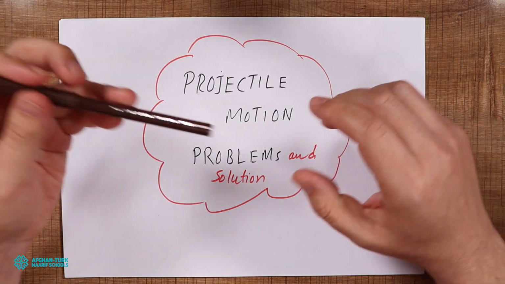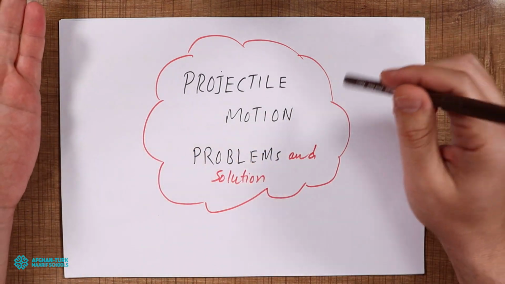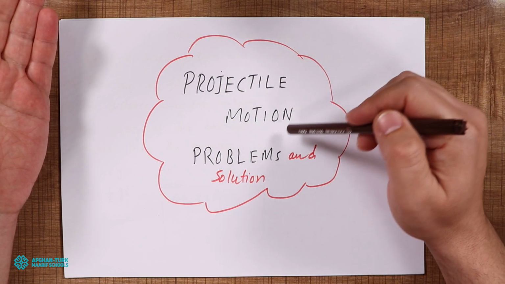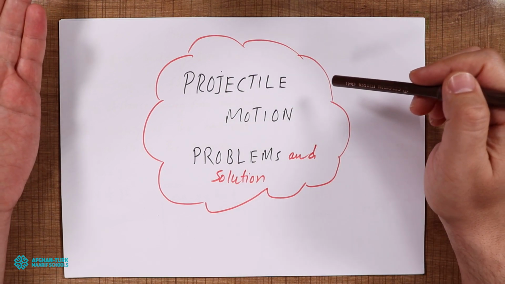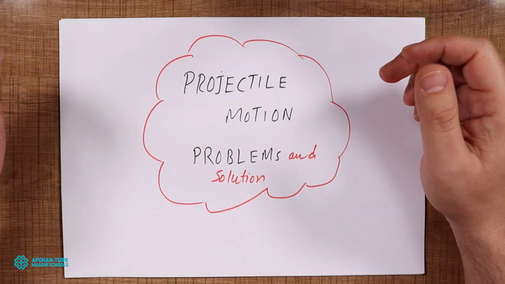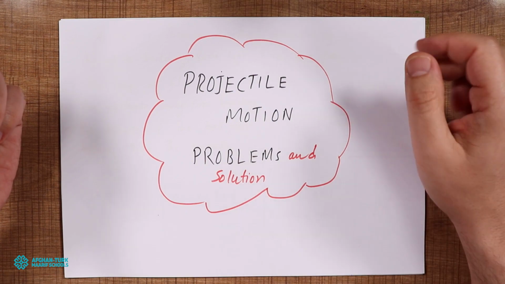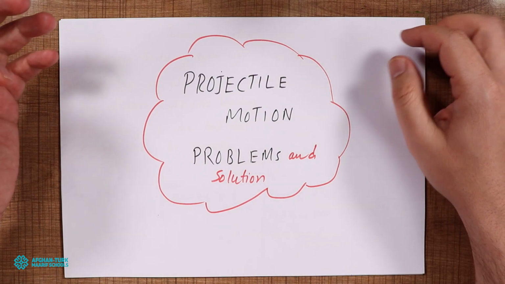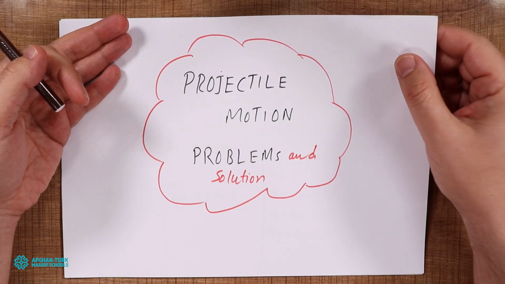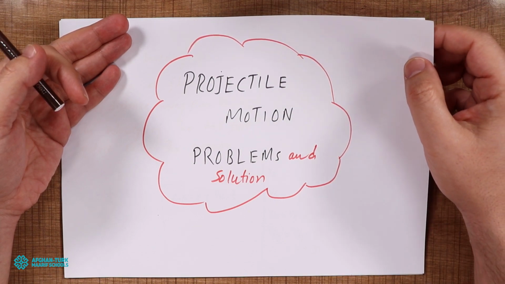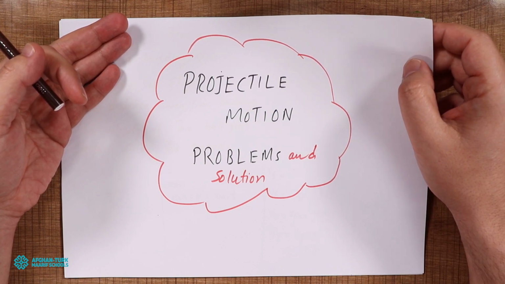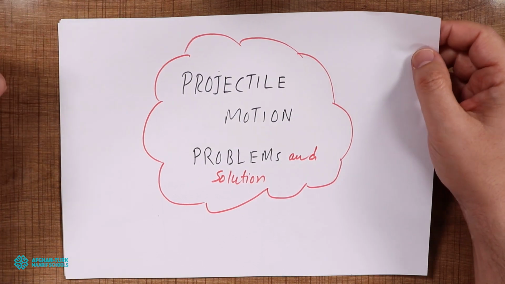So in this video we are going to solve some examples about projectile motion for different types of cases. We will solve them one by one here in front of the camera. If you have any question after this, just take a picture and send it to me in the comments, and we will solve it together. Okay, let's see the first question.